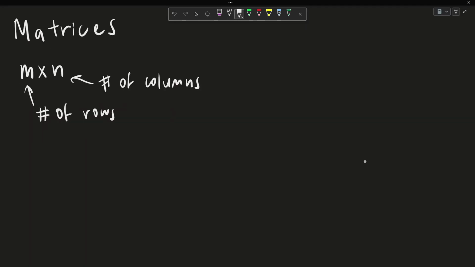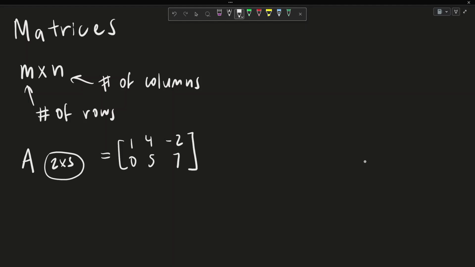So for example, let's say we have a matrix A, which is 2 by 3. That's its size. And we can describe A, for example, as the matrix [1, 0, 4; 5, -2, 7]. There are 2 rows and 3 columns. Hence, it's 2 by 3.